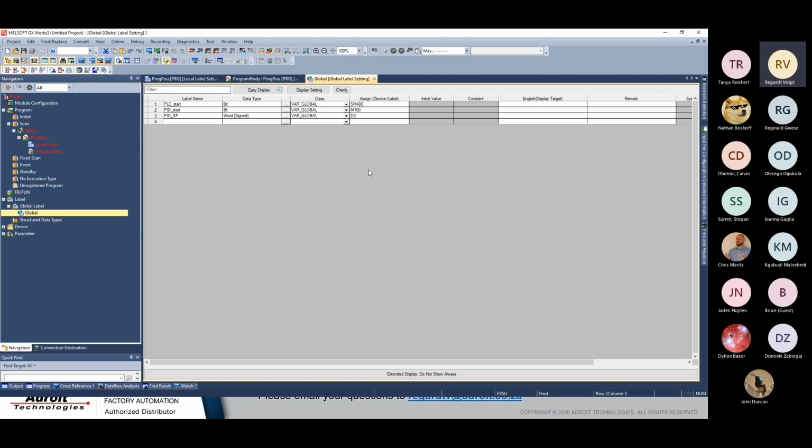For this demonstration, we don't have a physical analog input signal. You can use simulators, so I use D values. It's just something to keep in mind. If you have a physical analog input card, you will have to use the analog input signal's device address.